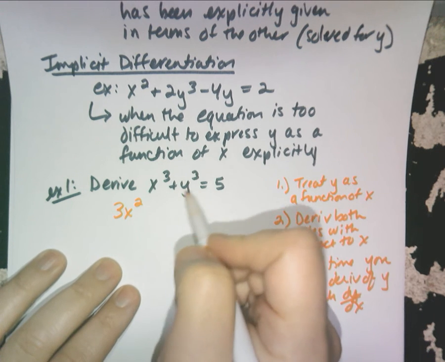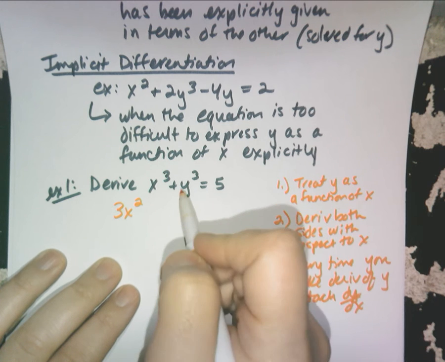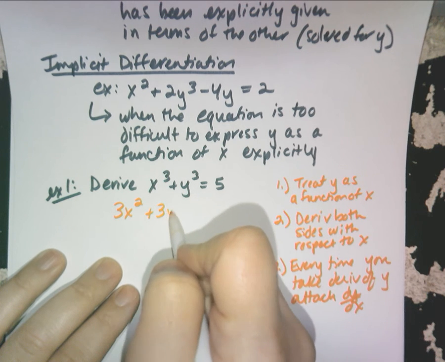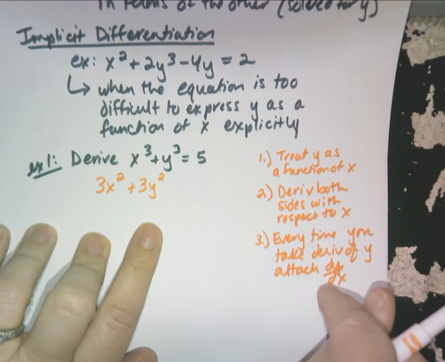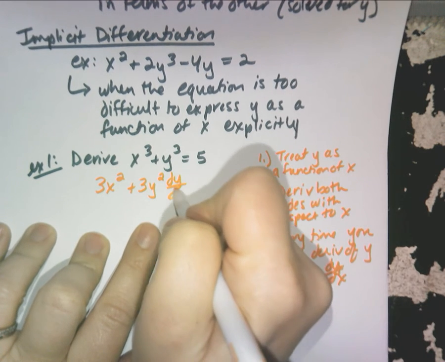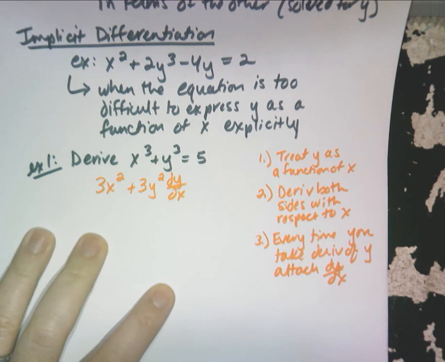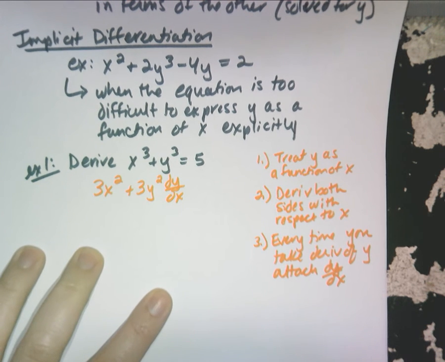But this one, take it as if it were an x. What would y cubed be? 3y squared. But because you took a derivative of y, attach dy dx, which we've been used to calling the chain. Just attach right next to it. Just right next to it, write dy dx.